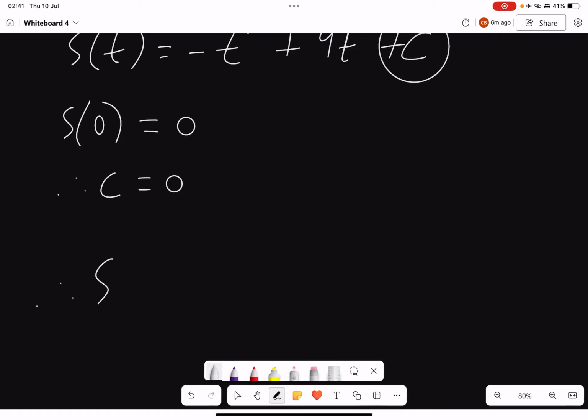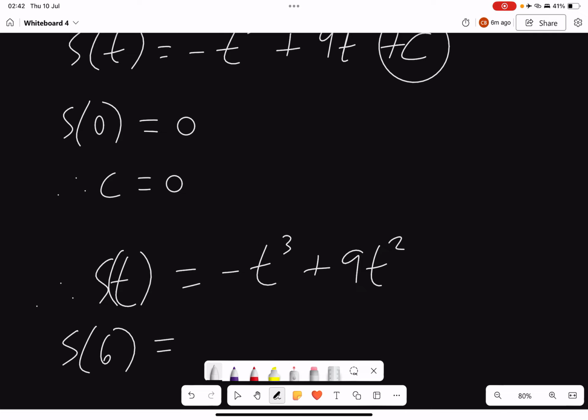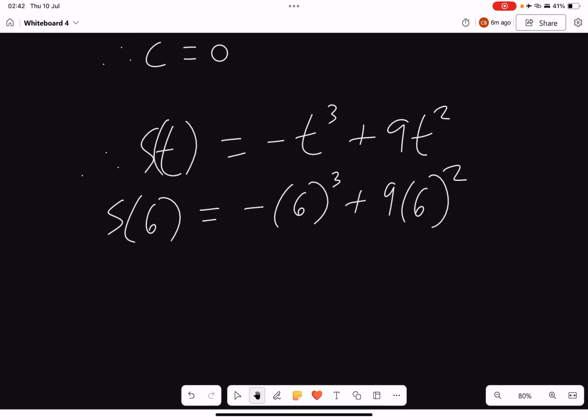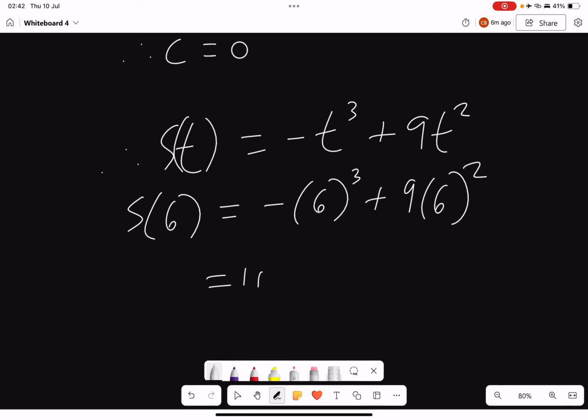So therefore, s at t would be minus t cubed plus 9t squared. All right. Now s at 6, we want to know how much he had traveled after 6 hours. So I'm substituting 6. And then putting that on your calculator should give you 108 kilometers. So the cyclist traveled 108 kilometers between town P and T. No guesswork, pure calculus power.